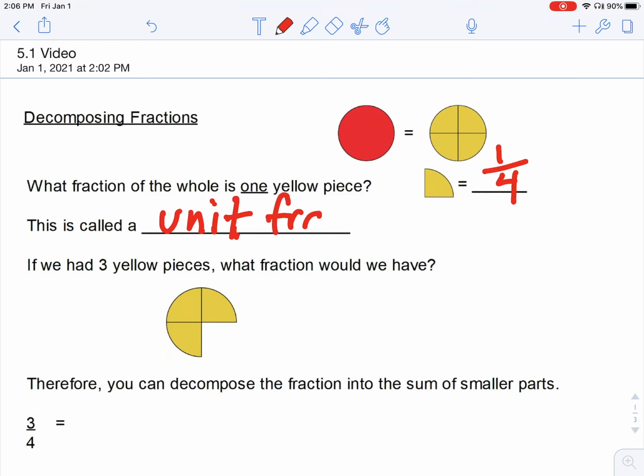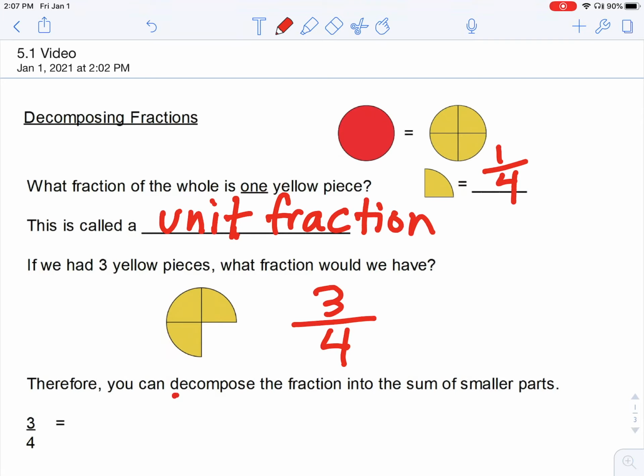Whenever you just have a 1 in the numerator, like up here, that's a unit fraction because 1 is a unit. So 1 as the numerator means unit fraction. If we had 3 yellow pieces, what fraction would we have? Well, now you're saying that is 3/4 of a whole. 3 equal pieces out of the 4 pieces total that it was broken up to.